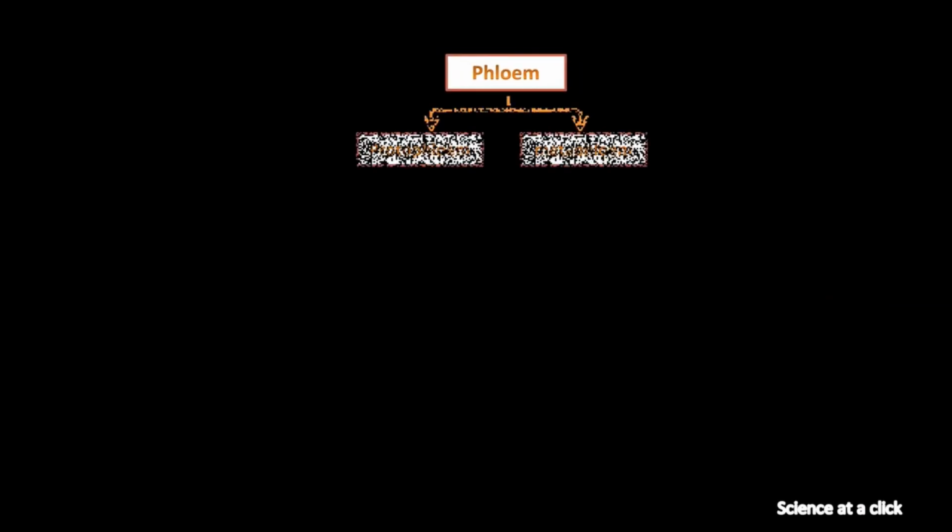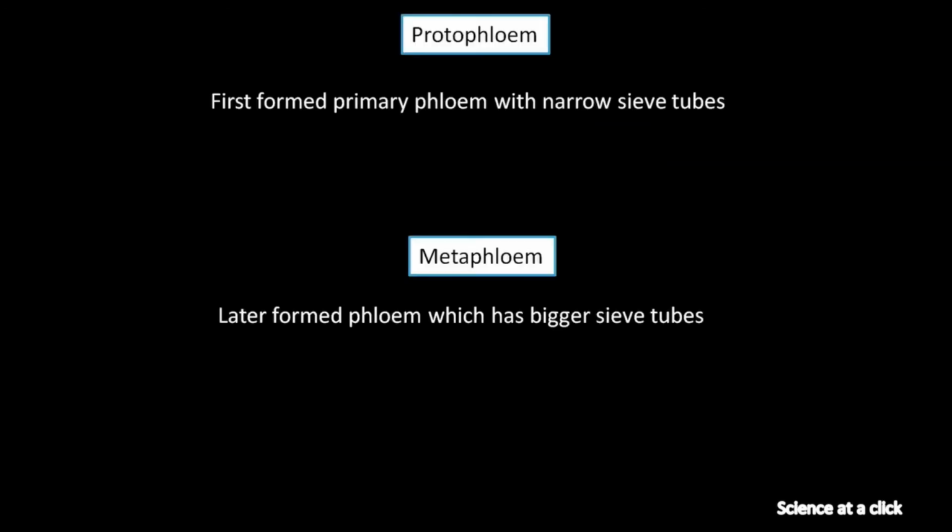The phloem again is made up of two types, the protophloem and the metaphloem. Let us remember one thing, what we just now studied is what the phloem is made up of, the composition. These are the types of phloem. The protophloem is the first formed primary phloem with narrow sieve tubes. So once the protophloem is formed, it will get converted into metaphloem, which will have bigger sieve tubes.